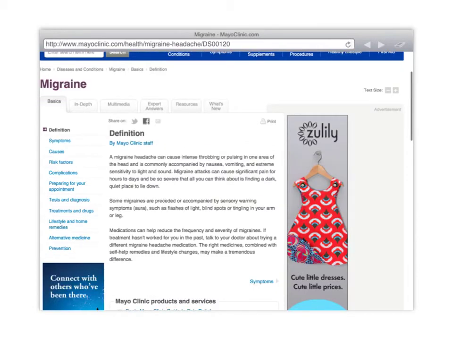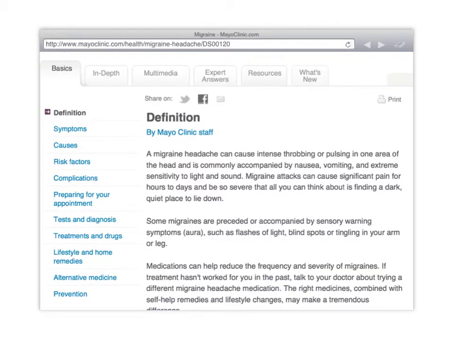So let's look at authorship. At the top of the page under definition, we see that this article was written by the Mayo Clinic staff, so there's no direct author given. But let's click on this link and see what this takes us to.